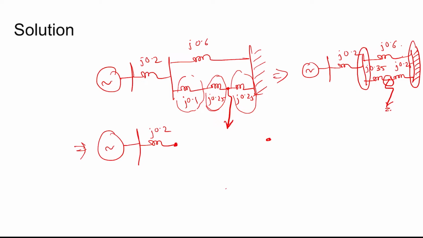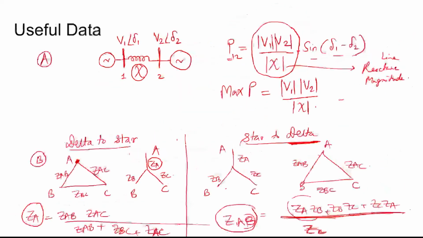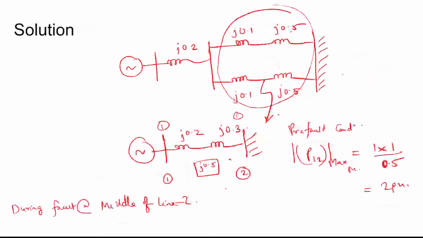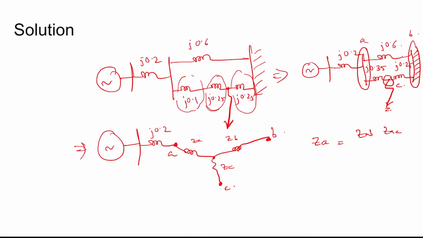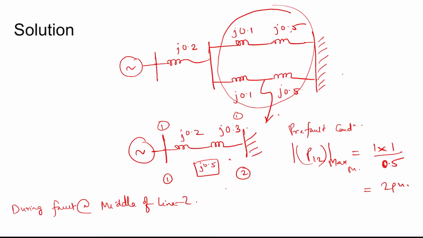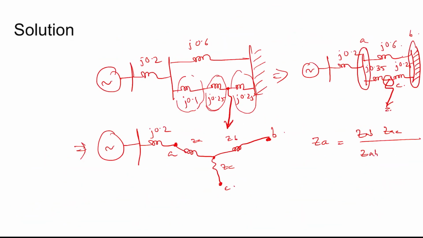So this node and this node will come something like this, where this node is A, this node is B. So this is ZA, this is ZB, this is ZC, this node is C. So ZA in star is, as per the formula, ZAB ZAC divided by ZAB plus ZBC plus ZCA.